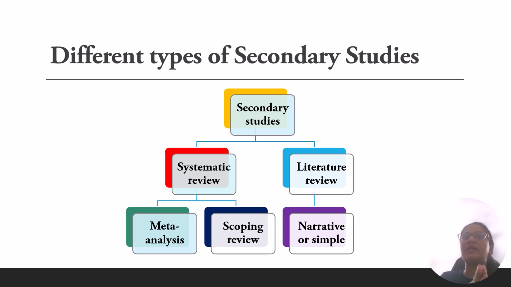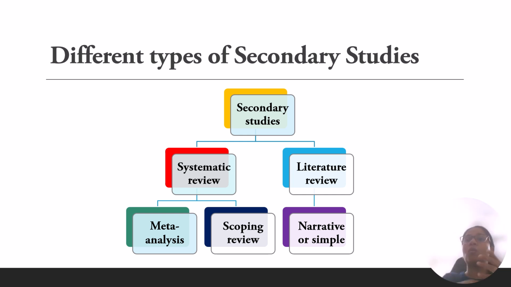So what are the different types of secondary studies? Secondary studies are your reviews, for example, systematic review, literature review, mapping review, bibliometric analysis. There are so many types of secondary studies, but here I'm talking about the major secondary studies which most researchers, doctors, or students have to do. They are literature review, which can be a narrative or simple review, or systematic review, which is again divided into meta-analysis.